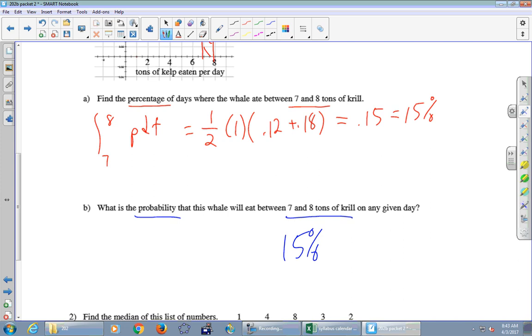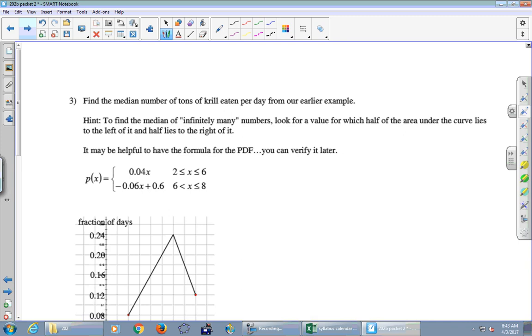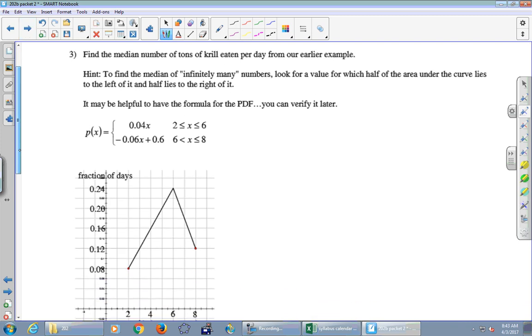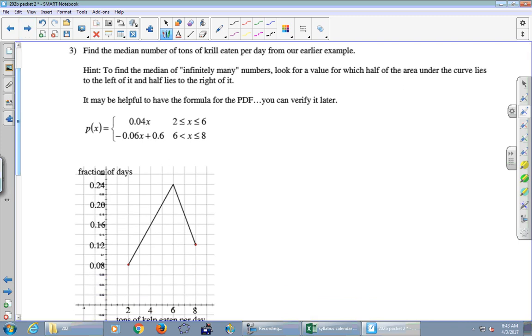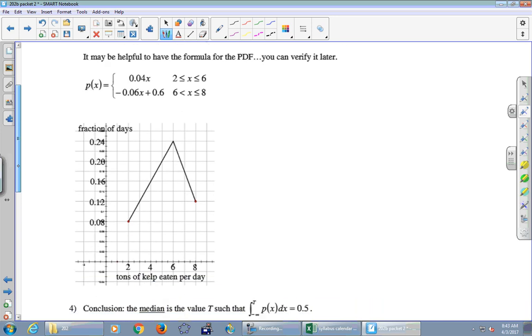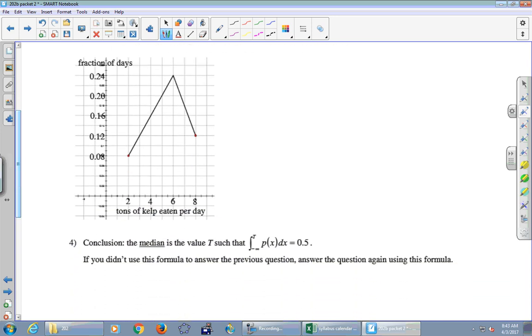Okay, on the next page is our first magic integral formula. It says to find the median, means we're looking for the number that's in the middle, the median number of tons of kelp eaten per day. So if we're at the middle, that means that 50% of the days we're going to eat less than this number of tons of kelp, and 50% of the days we're going to eat more than this number of tons of kelp. So what we're looking for is the magic spot where the area to the left and to the right is both 50%, right?